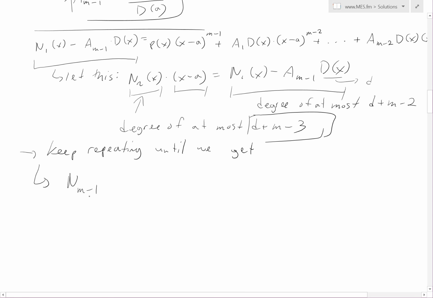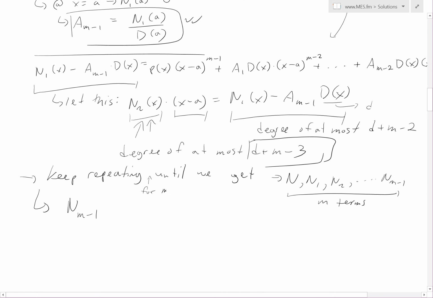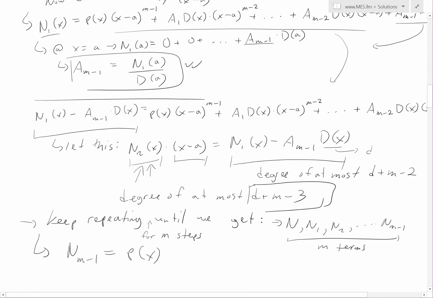And the reason we go to m minus 1 is because, well, we started off with n, so we'll call that n0, then we had n1, n2, etc., and this is n2 right here, etc. So we keep going on and on until n m minus 1, which is just m terms. So we keep repeating for m steps, until we get here n m minus 1 is equal to p of x.